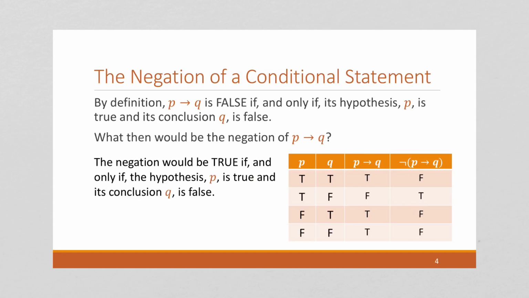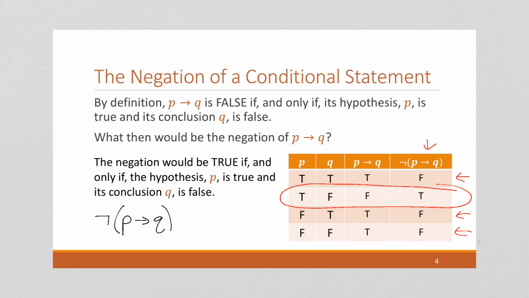Right, so what does that mean? It means that this negation is true if and only if P is true and Q is false. That is the only time we get a truth here, right? This is false, this is false, this is false. So one way of writing the negation of P implies Q is to look at what makes that negation true. Well, the only thing that makes it true is this scenario, when P is true and Q is false.